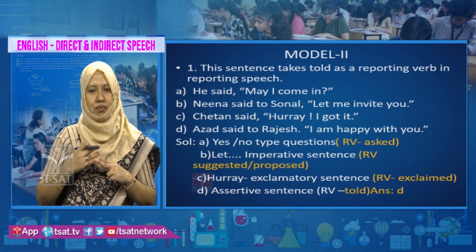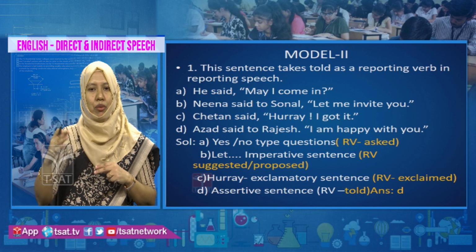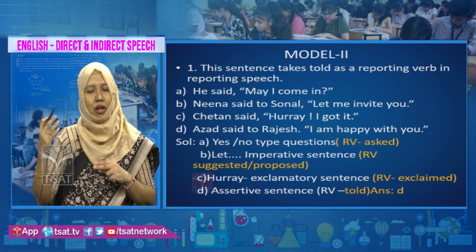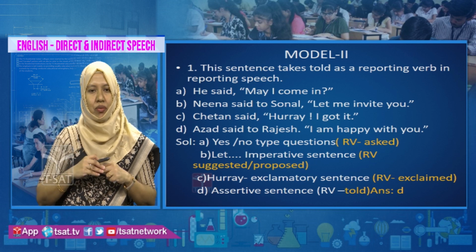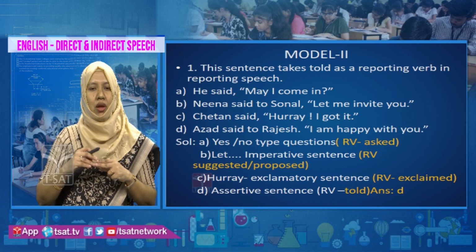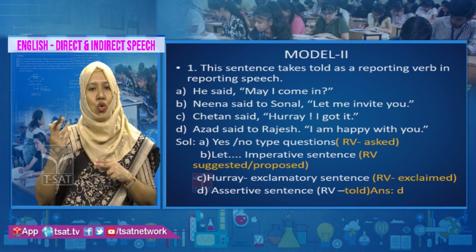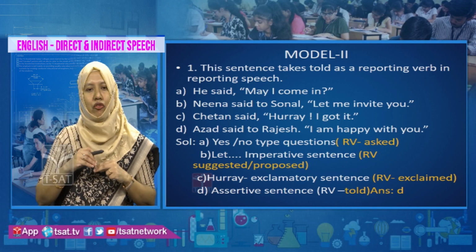Next, the second option, Neena said to Sonal, let me invite you. Whenever imperative sentences start with let, you have to use the reporting verb suggested or proposed. If exclamatory sentences are there, the reporting verb should be exclaimed. Chetan exclaimed, Dhoni exclaimed, etc. Whenever assertive sentences are there, you should use told. Said to changes to told. So the correct reporting verb, told, is used in option 4.